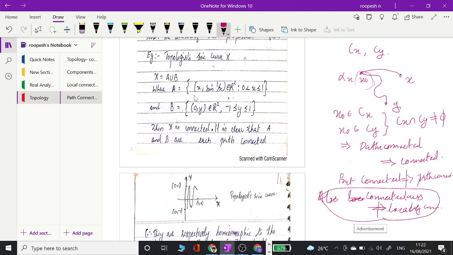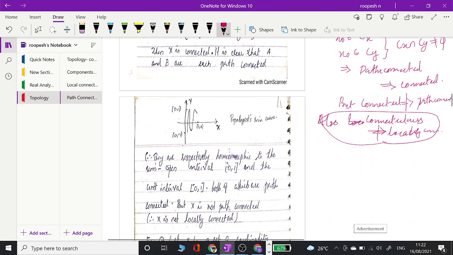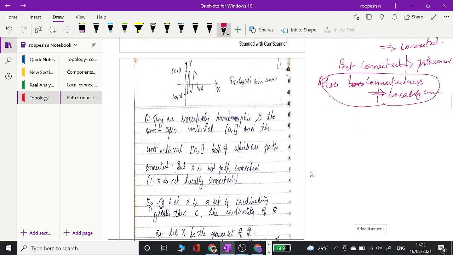Since it is sine 1 by x, the maximum value should be 1, right? So they are respectively homeomorphic to the half-open interval [0, 1) and the unit interval [0, 1], both of which are path connected. But this X is not path connected, since X is not locally connected, right? This topologist's sine curve is also not locally connected.